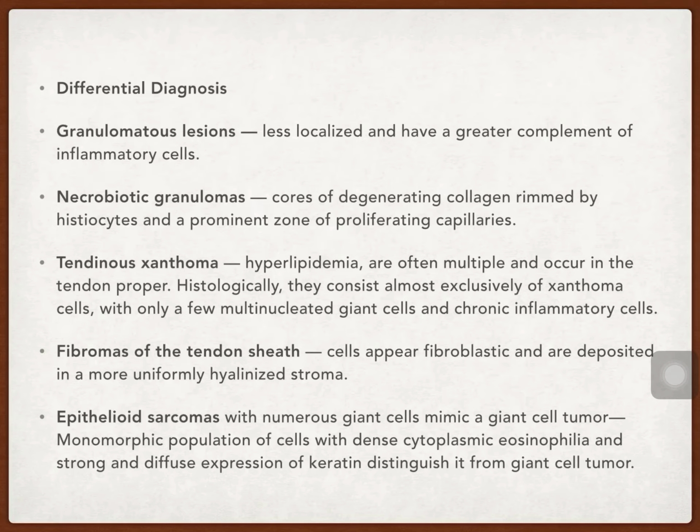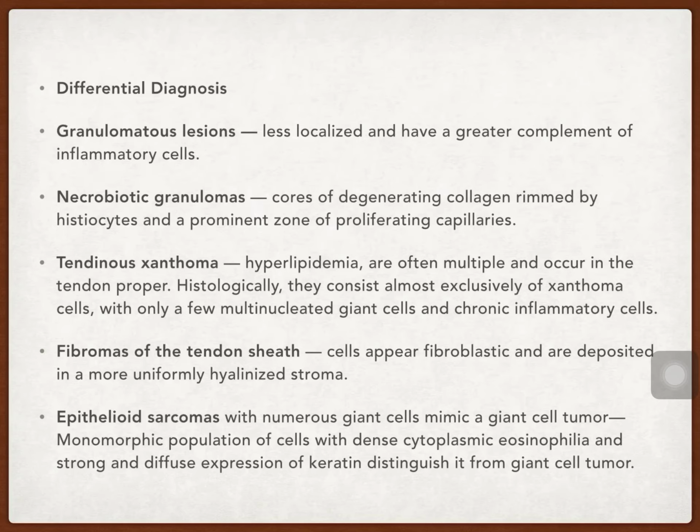Epithelioid sarcomas with numerous giant cells mimic a giant cell tumor. Here we can see a monomorphic population of cells with dense cytoplasmic eosinophilia and strong and diffuse expression of keratin, distinguishing it from the giant cell tumor.